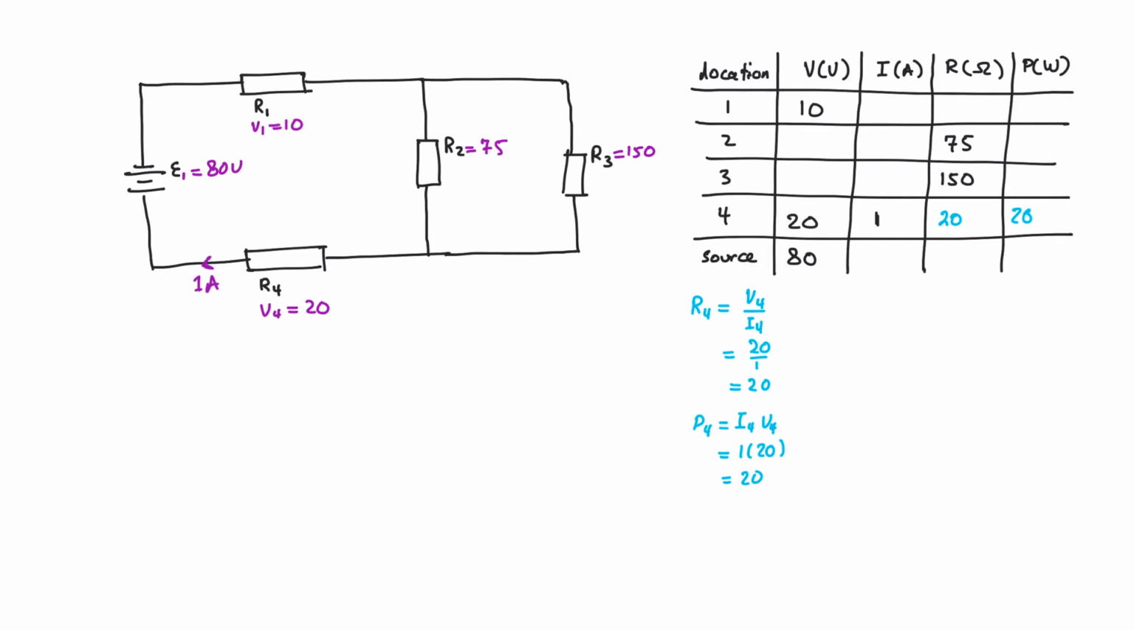Now I'm going to look at the circuit itself and find any information that I can. So if I have a certain amount of charge coming here, it's going to gain 80 joules of energy. If it's 1 coulomb of charge, it's going to get 80 joules of energy. So we're going to have a potential of 80 volts here. So I will write that here, 80.